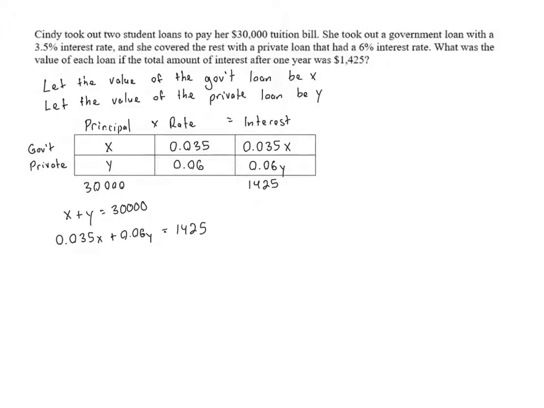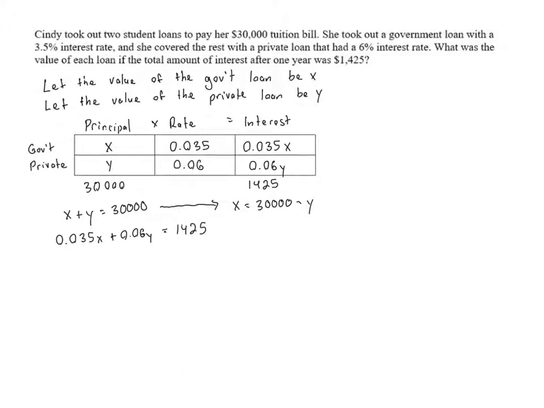And just like the last one, we're going to solve this via substitution. You can isolate either variable in the first equation pretty easily, and you can use that for the substitution, and either one will work. But I always do the one that has a smaller coefficient in the other equation. So if we look in the other equation, the coefficient on the x is smaller. 0.035 is smaller than 0.06. So I'm going to isolate x in the first equation. To do that, I have to subtract y from both sides, and that gives me x equals 30,000 minus y.